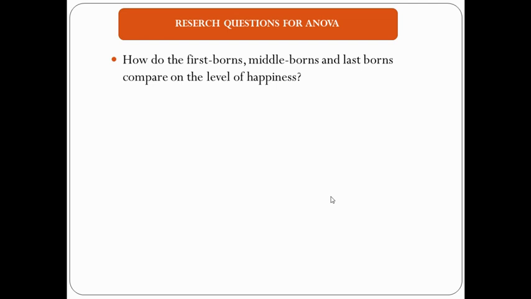In my research, I conceptualize children into 3 groups. The oldest is conceptualized as firstborn, and the second, third, something like that, are conceptualized as middleborns, and the youngest in the family, the youngest son or daughter, is conceptualized as the lastborn. So you can see there is a question appropriate for ANOVA and it looks like this.